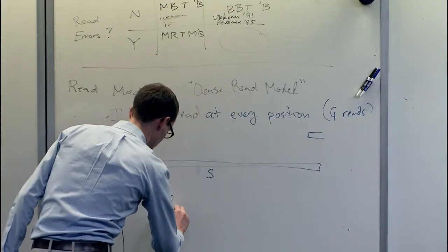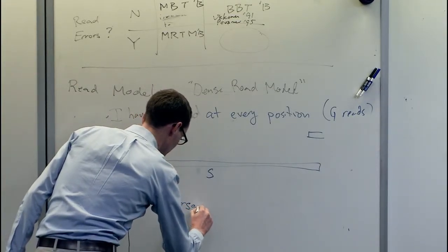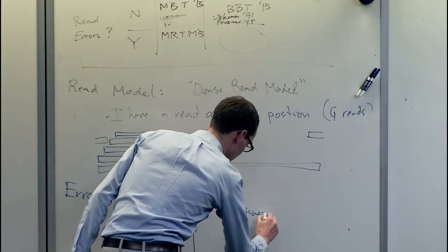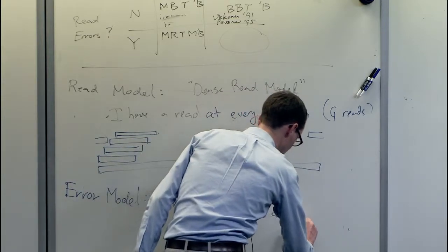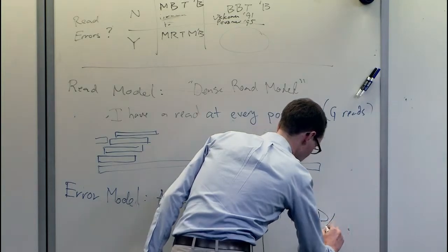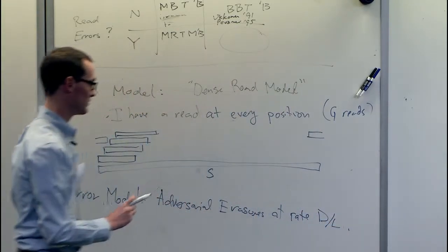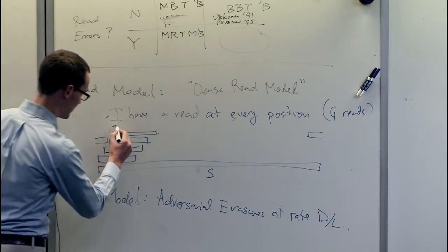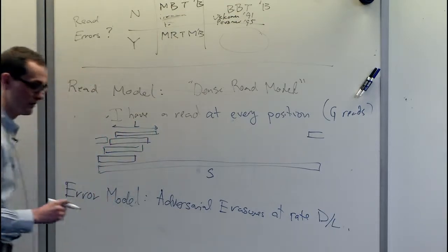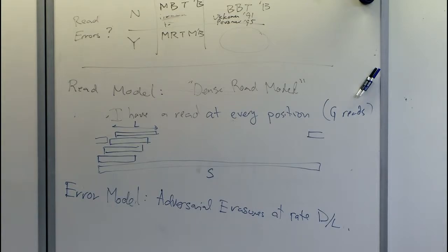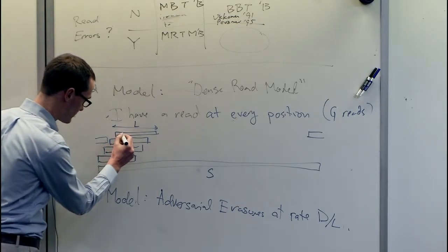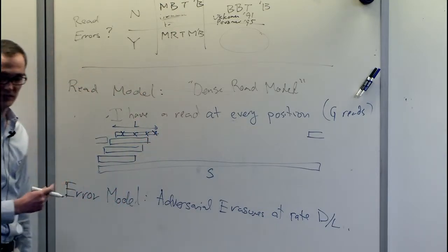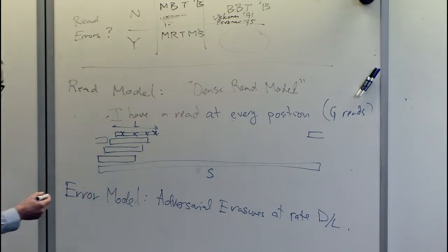Is adversarial erasures at rate D over L. So what exactly does that mean? My read lengths are of length L. So what I'm going to allow an adversary to do is erase at most D positions per read. Okay.